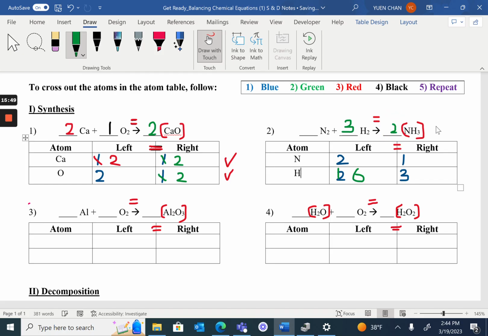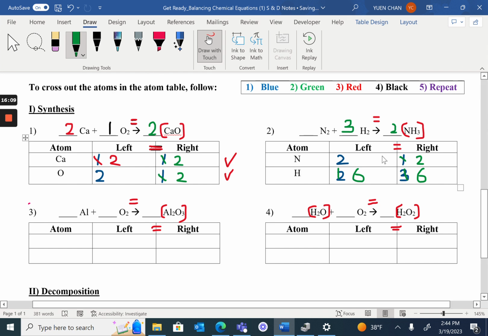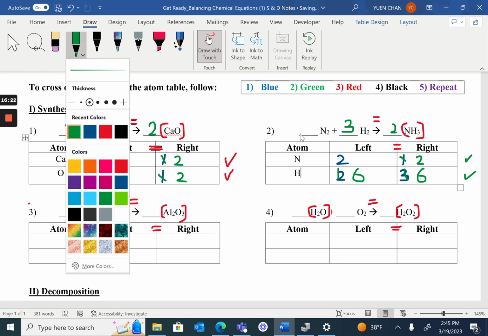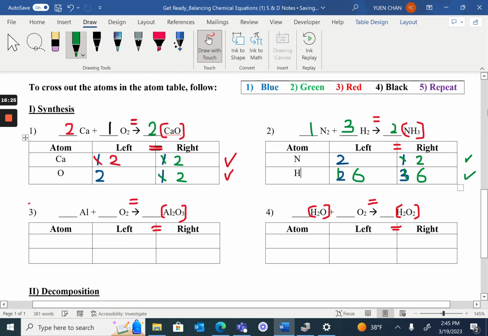But then when you put a 2 there, you're actually not just changing the H, but you change the N. So you start from the beginning. You change the N on the right-hand side from 1 to 2. You're also changing the H from 3 to 6 because 2 times 3 is 6. Okay, now you can simply see that, right? 2 and 2 on the nitrogen, balance, put a check mark. 6 and 6 on the hydrogen, balance, check mark. Then finally, you will put the 1 on here to make it balance.